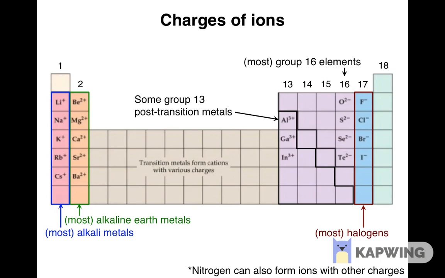Other nonmetals and metalloids may gain or lose various numbers of electrons, so the charges for the ions that they form are not immediately evident.